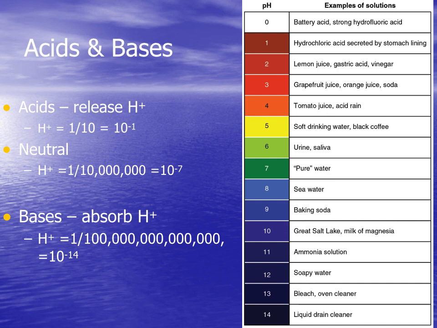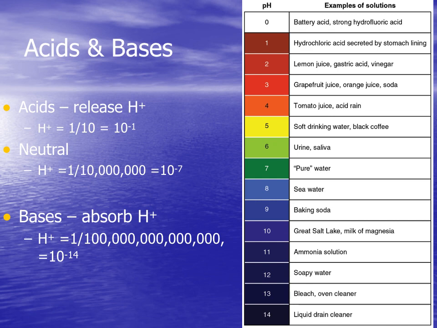Remember, neutral solutions have a pH of 7. That's pure water. And so that's 1 out of every 10 million water molecules will dissociate into a hydrogen ion and a hydroxide ion. Okay, and so that's a balanced solution. And those things will eventually run into each other, and that doesn't affect the quality of the solution much.